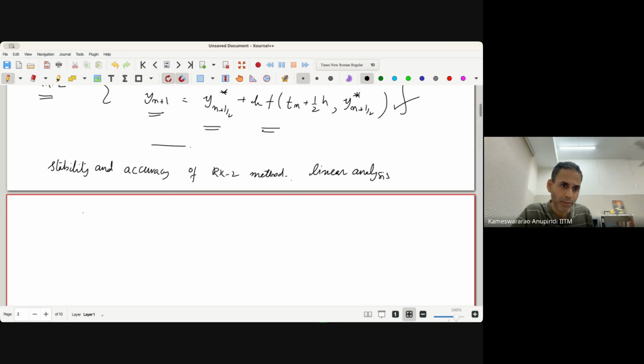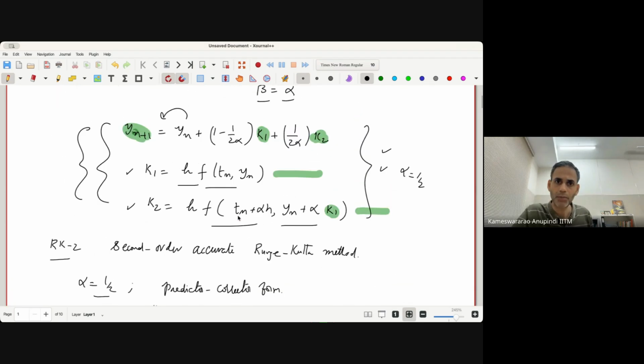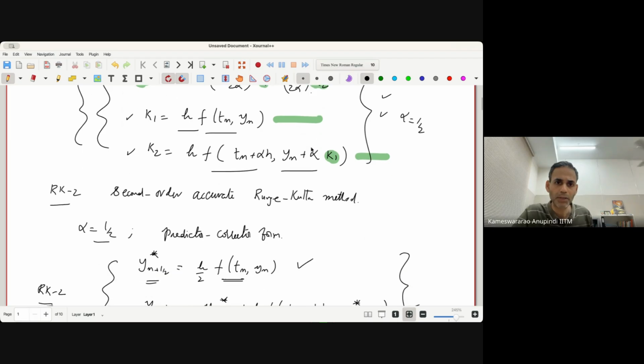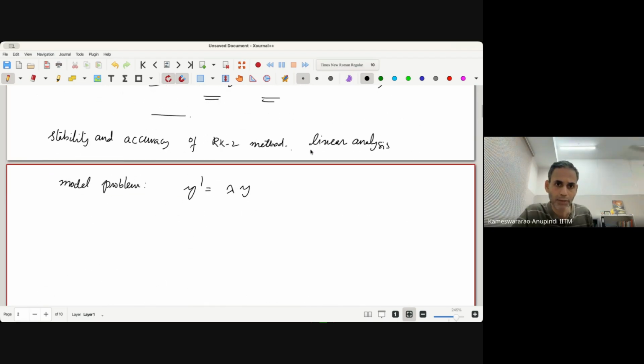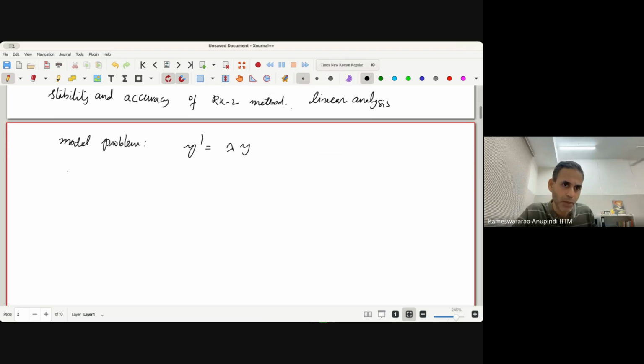So what is the model problem? The model problem that we want to solve is y prime equals lambda y. That is the model problem we want to solve. Essentially we want to now solve this model problem using the RK2 method, which is basically given by yn plus 1 equals yn plus 1 minus 1 by 2 alpha times k1 plus 1 by 2 alpha times k2.